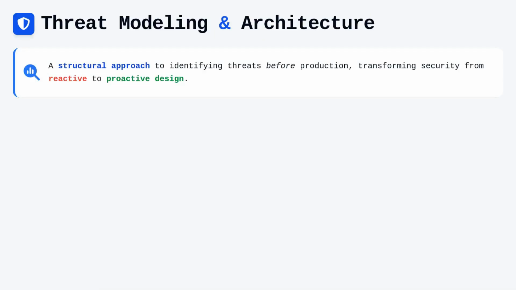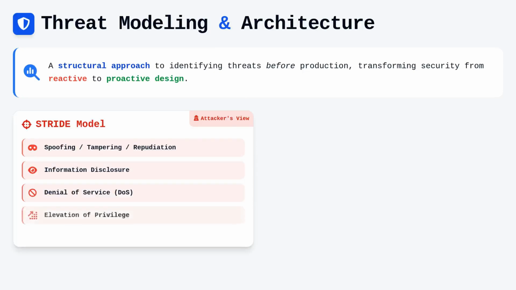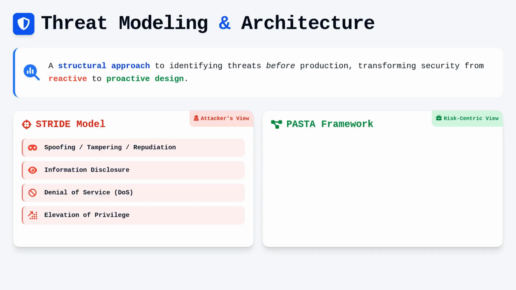Threat modeling is our structural approach to identifying threats within a system architecture before those systems enter production. The STRIDE model, an acronym for spoofing, tampering, repudiation, information disclosure, denial of service, and elevation of privilege, forces us to consider the perspective of an attacker.